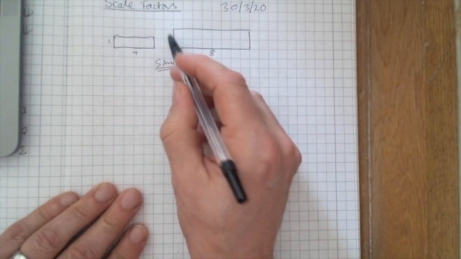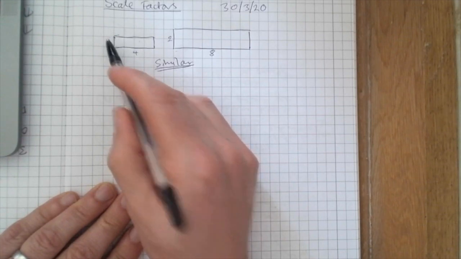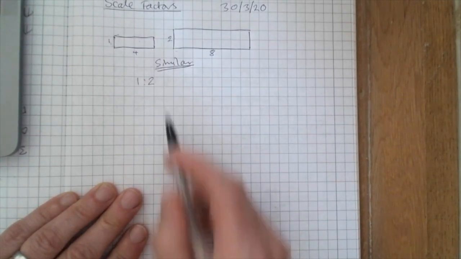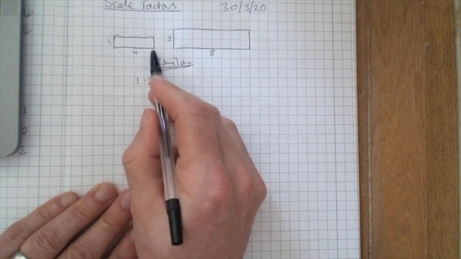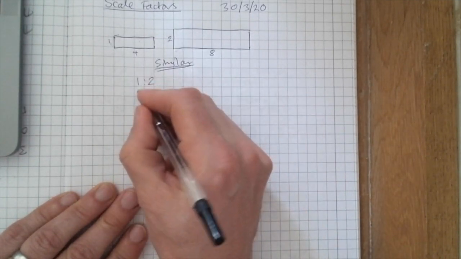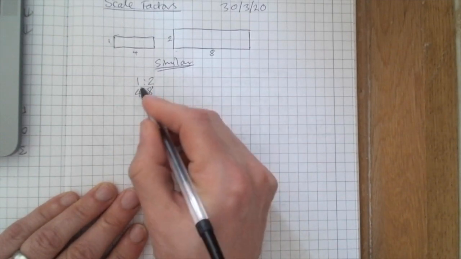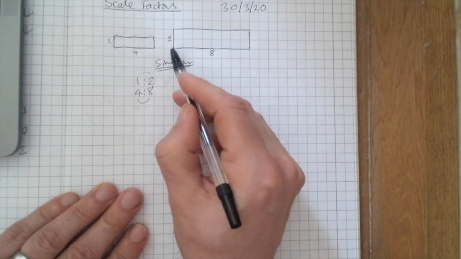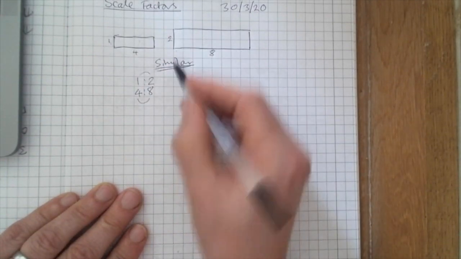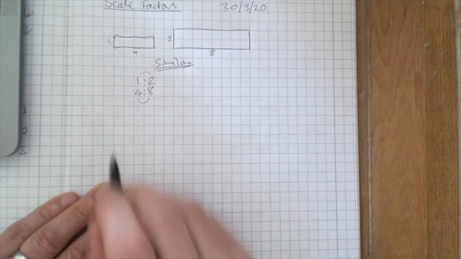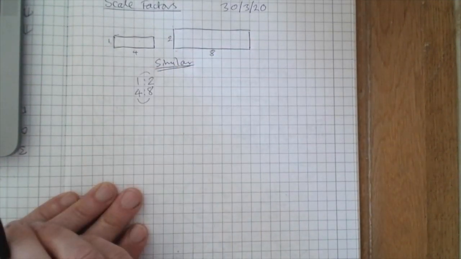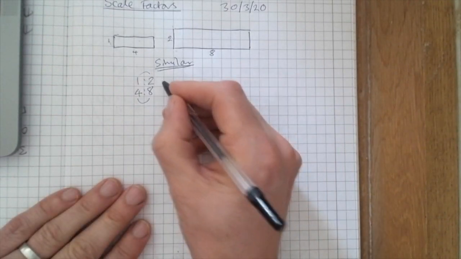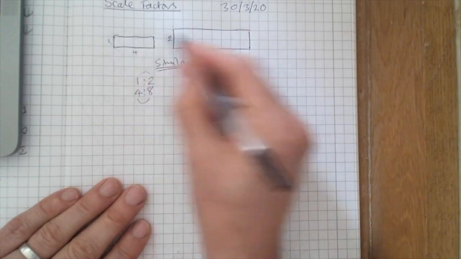If we look at the left-hand edge, this is 1 block high and this is 2 blocks high. 1 to 2, okay. The length is 4 and the length is 8. So that's 4 to 8. What we've found is this is twice the size in terms of its height and its length than the first one. So it has been scaled up by a factor of 2. It is being enlarged by 2.